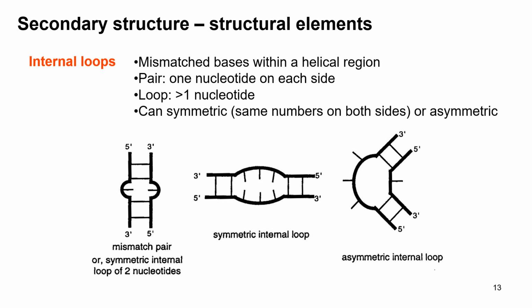If there are mismatched bases within a helical region, so now there are unpaired nucleotides on both strands of the helix, we call this an internal loop. Here, we have a mismatched pair with one unpaired nucleotide on each strand of the helix. The loop is termed symmetric when the same numbers of nucleotides are unpaired on both strands. So here there are 3 unpaired nucleotides each. Or we call it asymmetric when one strand has more unpaired nucleotides than the other strand.